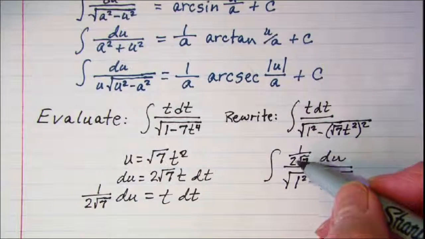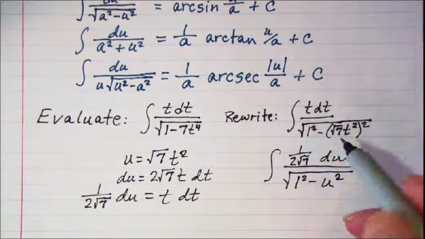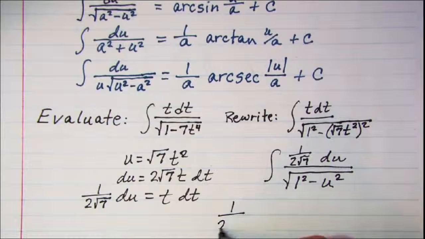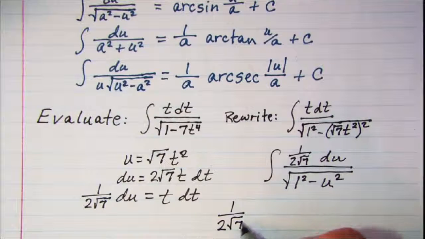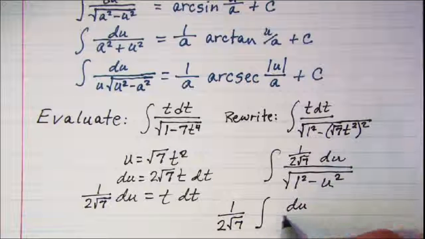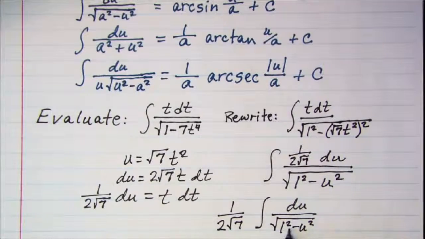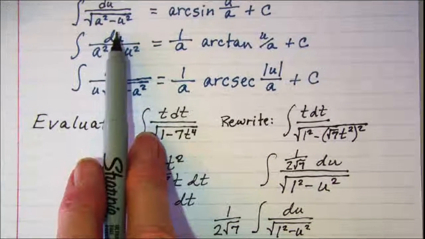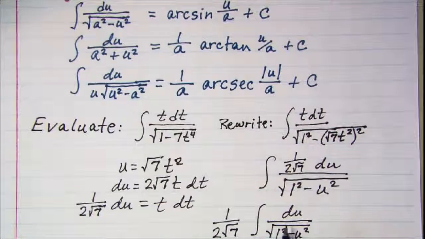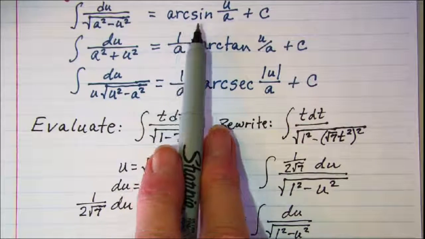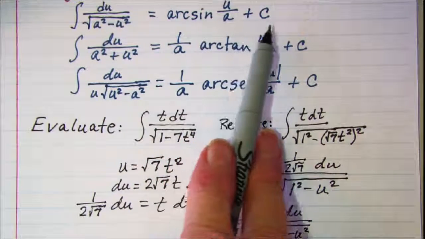I can bring this constant out in front of it. So I have 1 over 2 root 7 integral du over radical 1 squared minus u squared. So now we can see by our formula that this is equal to arcsin u over a plus c.